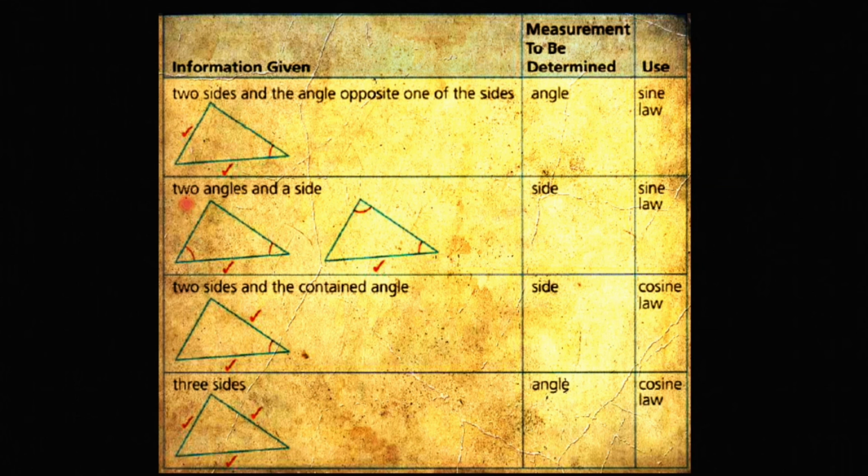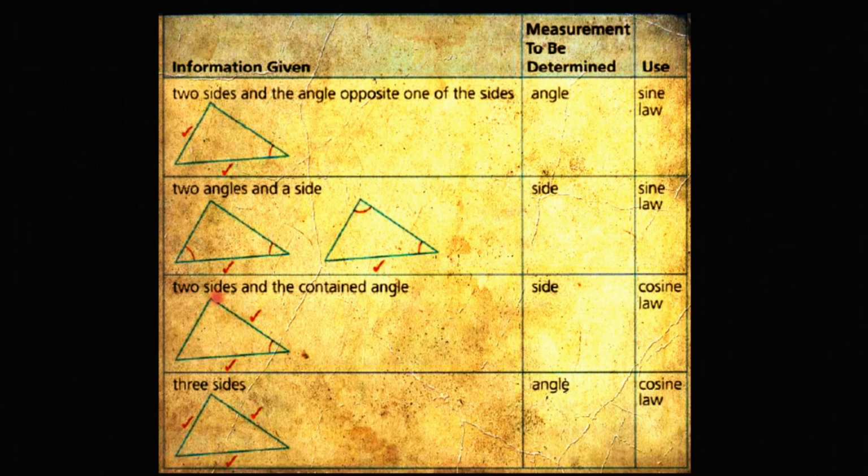Look at the second one, two angles and a side. We know these two angles and this side, either the included side or not the included side. To find this side or this side or this side, we use the sine law. Because we know these two angles in this triangle, we can determine the third angle, because the sum of the three angles equals 180 degrees. So we know this angle and this side, so we can take any angle to determine this side or this side. Same thing for this.